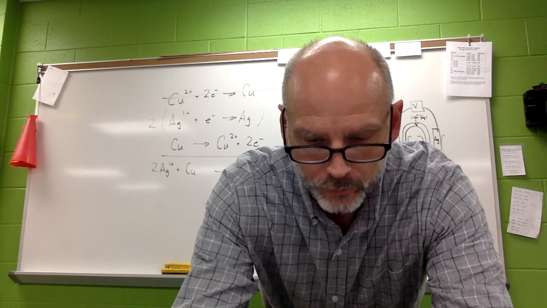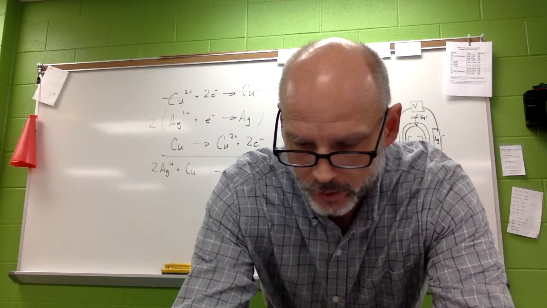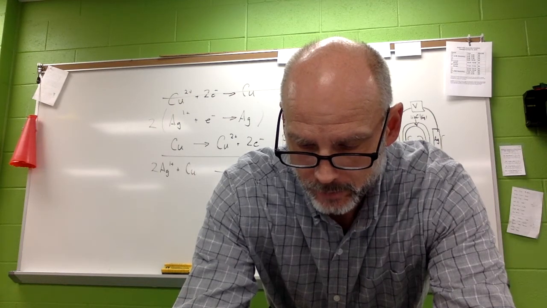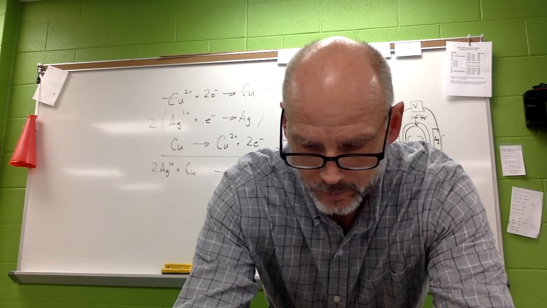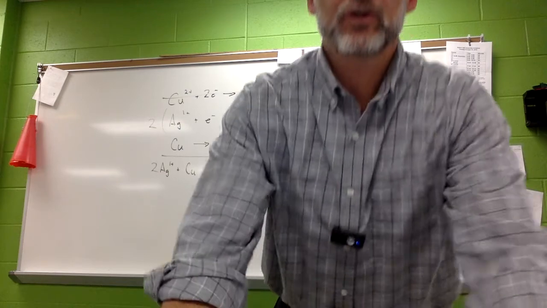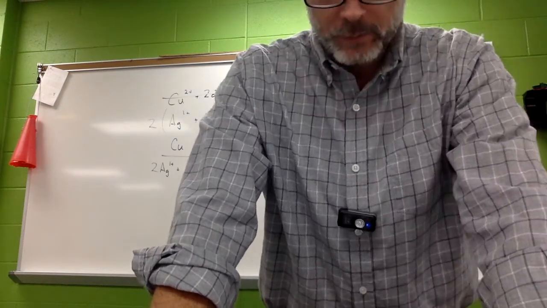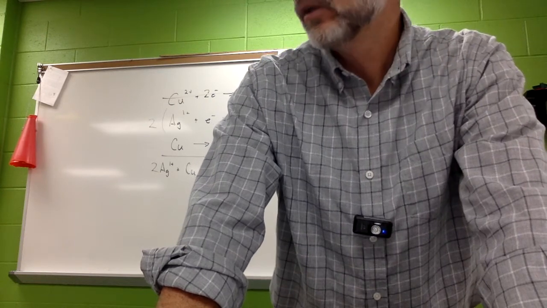Okay, I am going to let you do the next two on your own. I will tell you that the reduction potential for silver chloride in number 4, the reduction potential for silver chloride is plus 0.50 volts. That's not in your list.